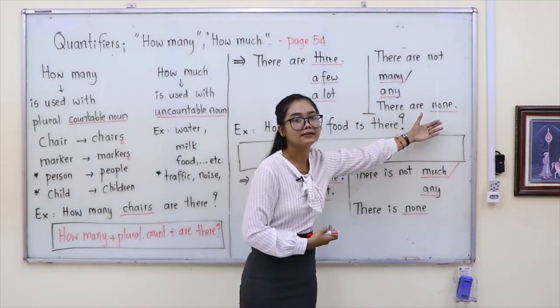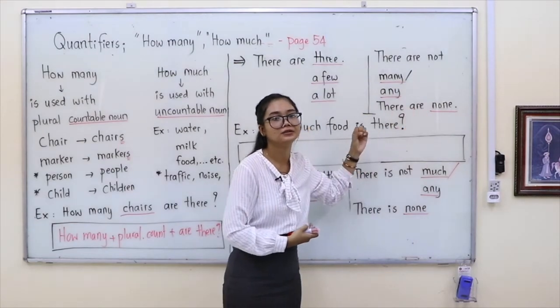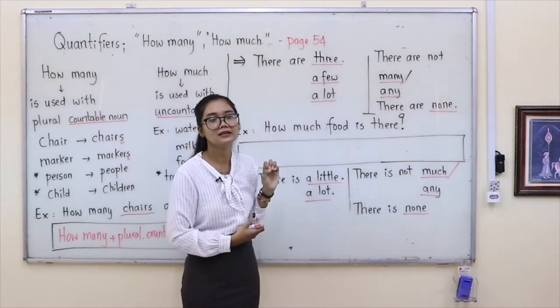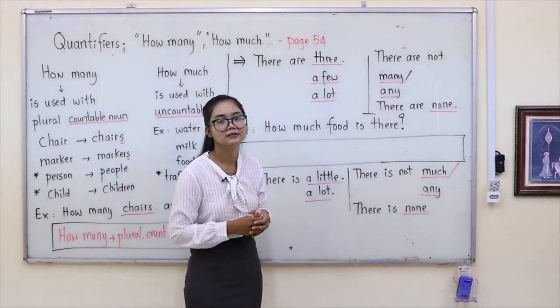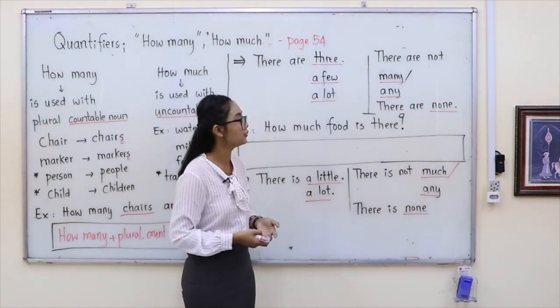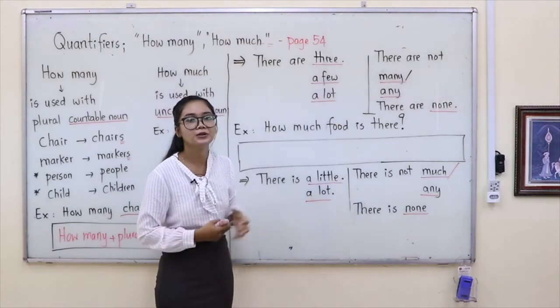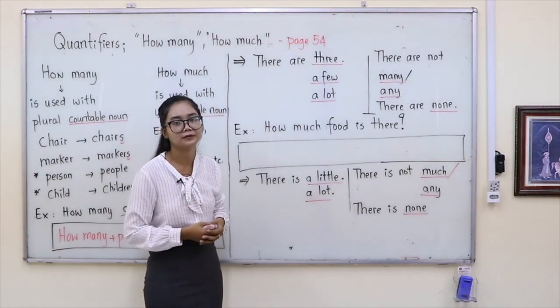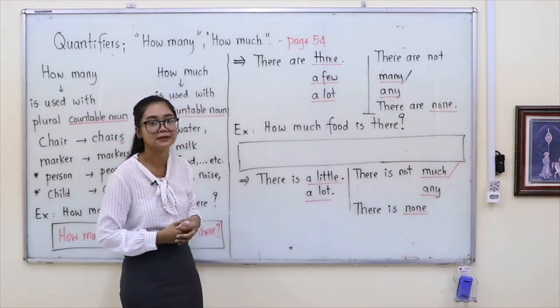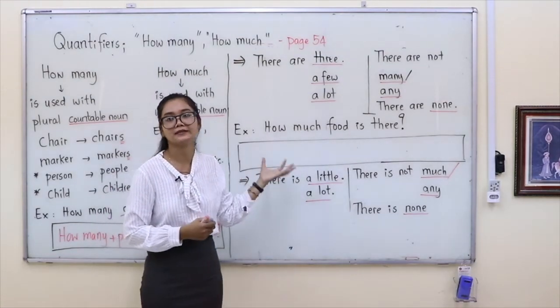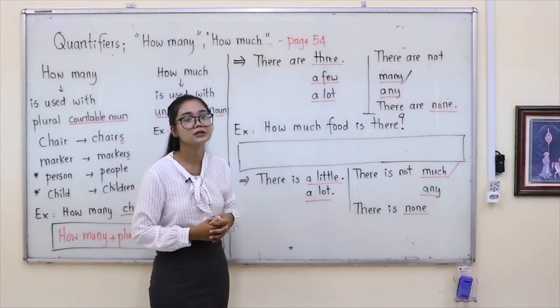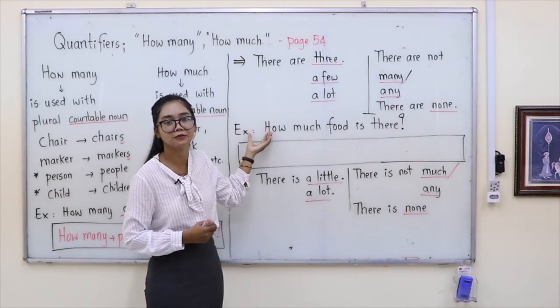There are none. So "there are none" here means there are no chairs in the room, or there are no chairs at all. Okay, so with all this quantifier, we use it with plural countable nouns to answer the question how many. I hope you get this one. Now let's go to the other question form.